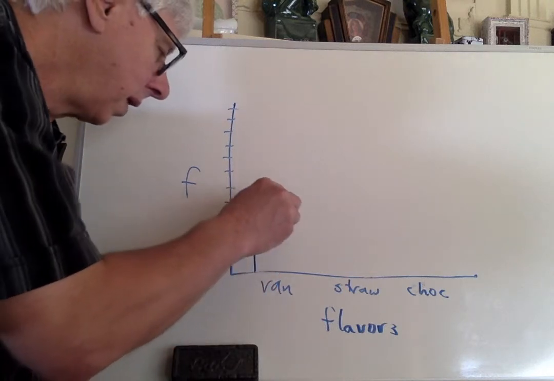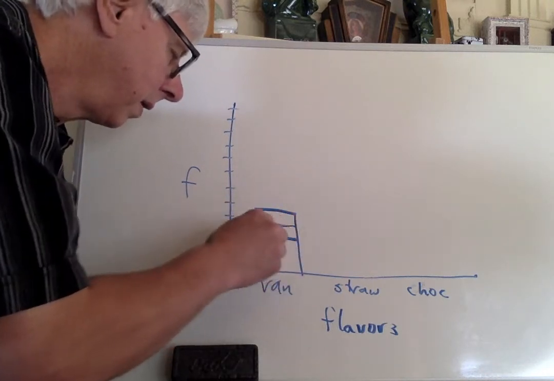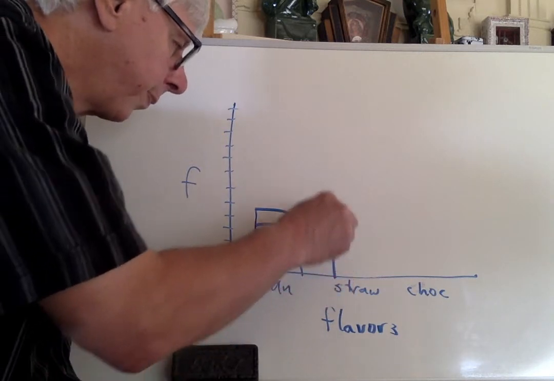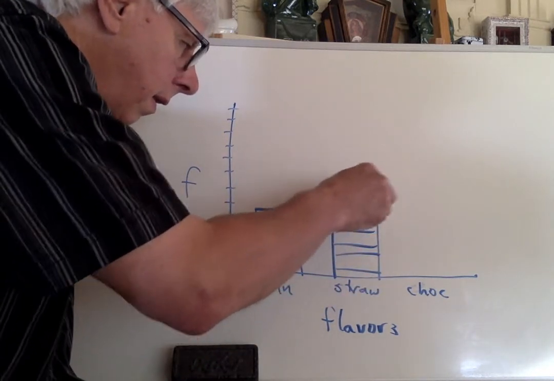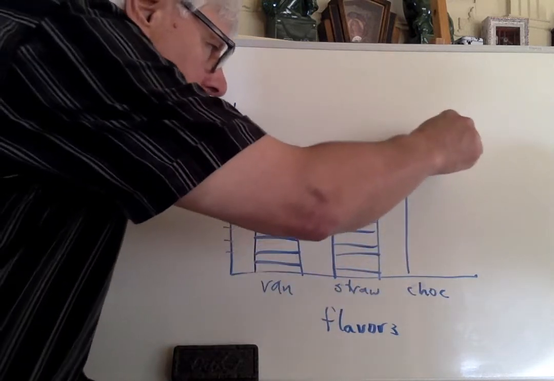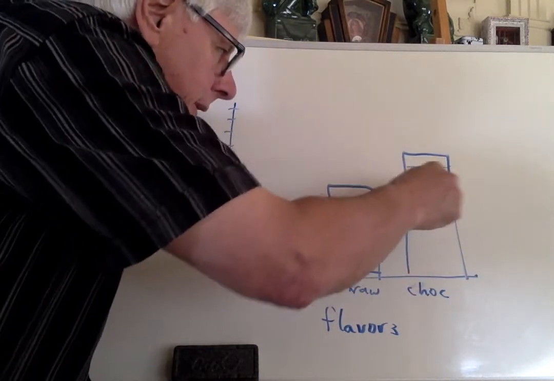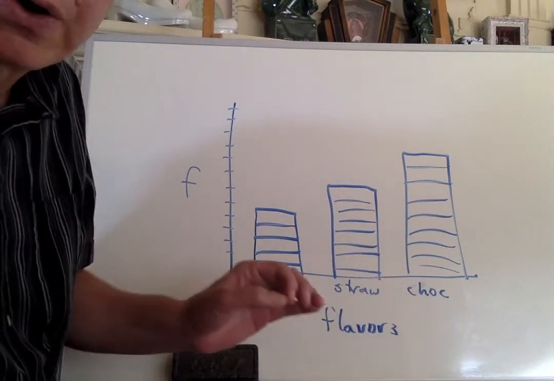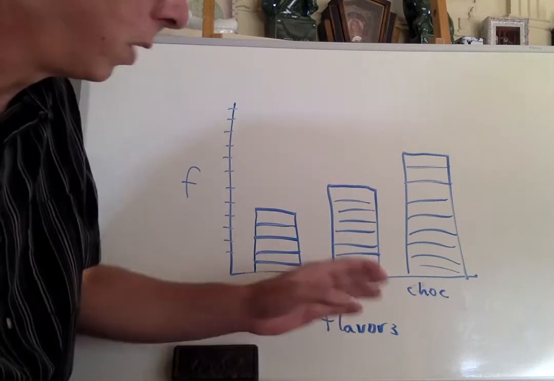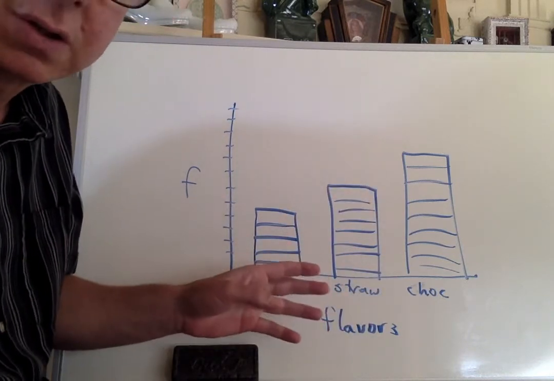And you might see that this many people bought vanilla. This many people bought strawberry. This many people bought chocolate. Okay. Chocolate ends up being our modal flavor. That is the one that is the most frequently chosen.